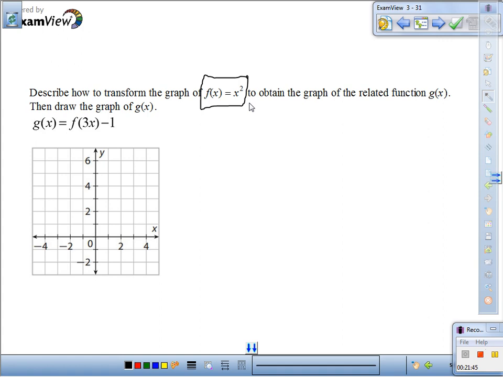So, I'm going to give you a head start. Graph that one, please. By now, you should know how to graph f of x equals x squared. Go.